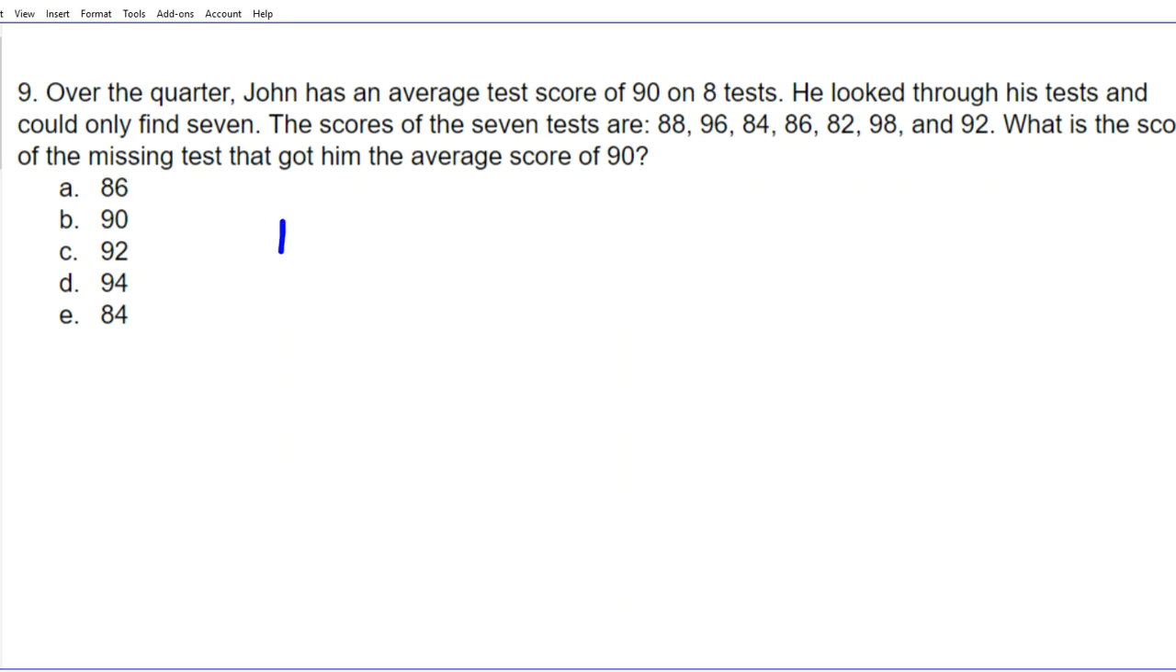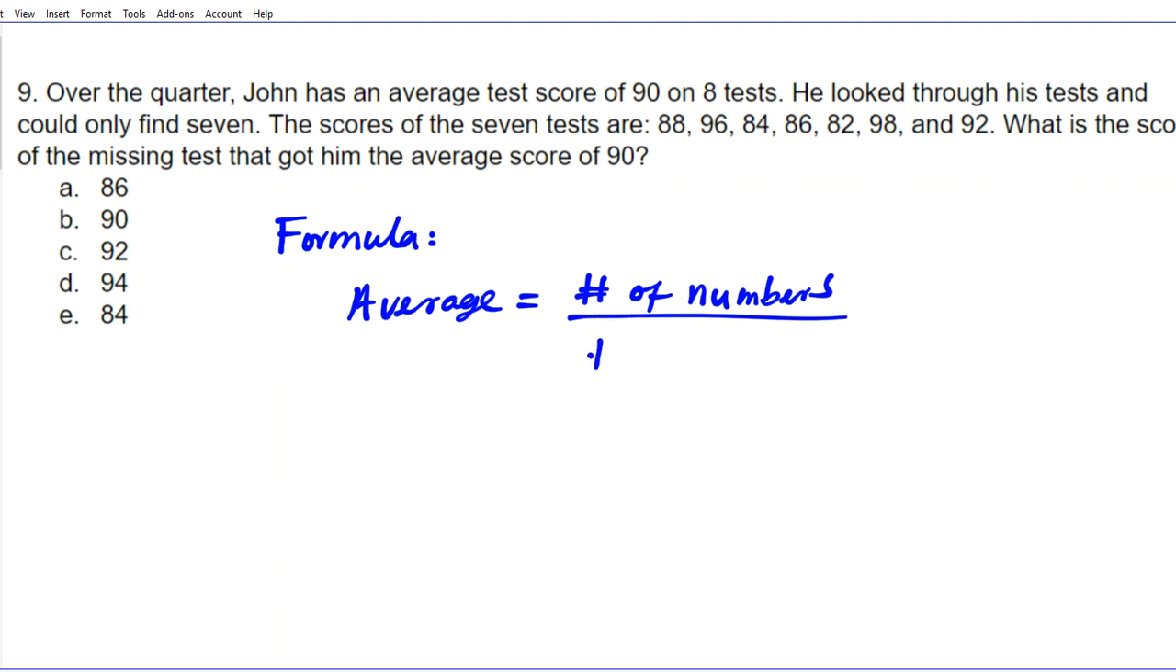So let's start with a formula. Formula for average. The average is the sum of numbers divided by the total number of numbers. Okay, so sum of numbers divided by the number of numbers.